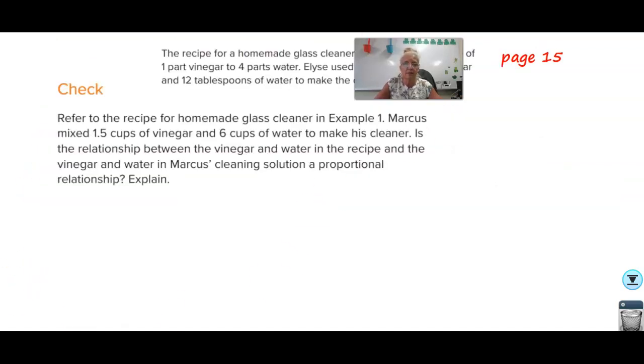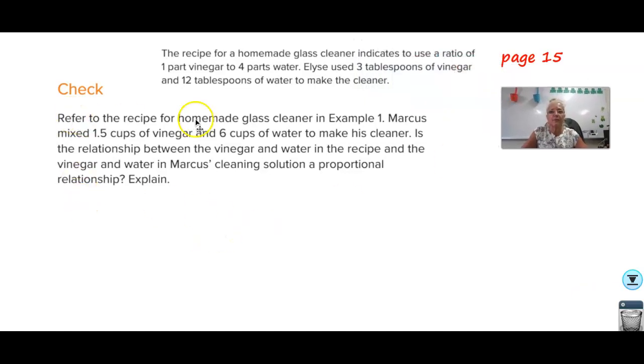All right, so then it says, refer to the recipe for homemade glass cleaner in example 1. Marcus mixed 1.5 cups of vinegar and 6 cups of water to make his cleaner. Is the relationship between the vinegar and water in the recipe and the vinegar and water in Marcus's cleaning solution proportional? Remember, I said that for every 1 vinegar, you have to have 4 waters. Doesn't matter if it's cups, tablespoons, gallons, it's 1 to 4.